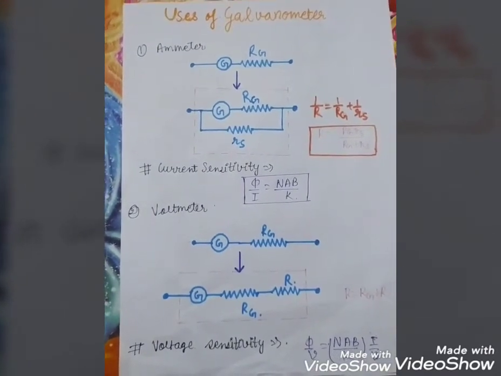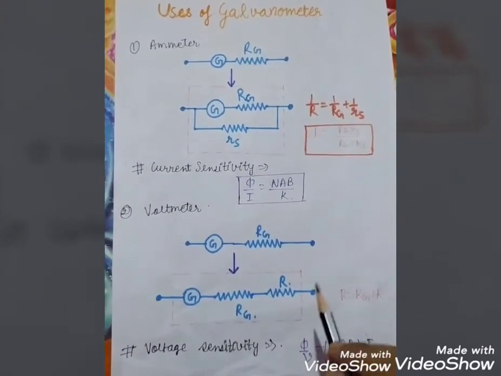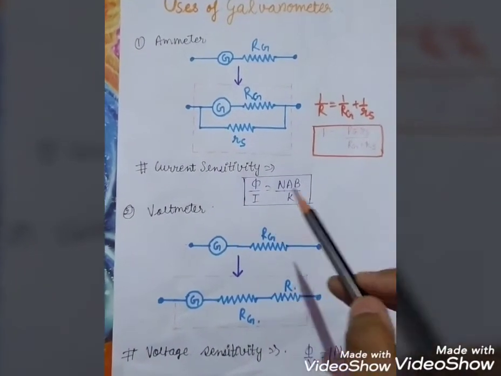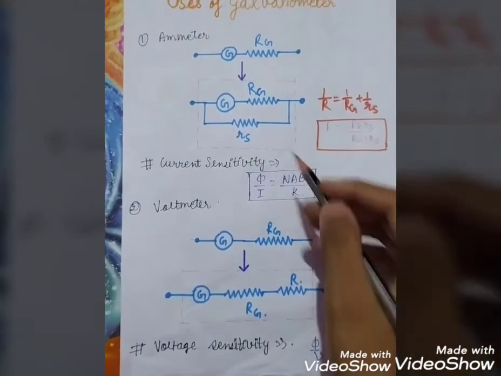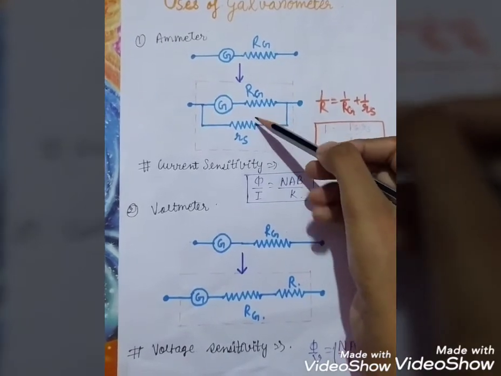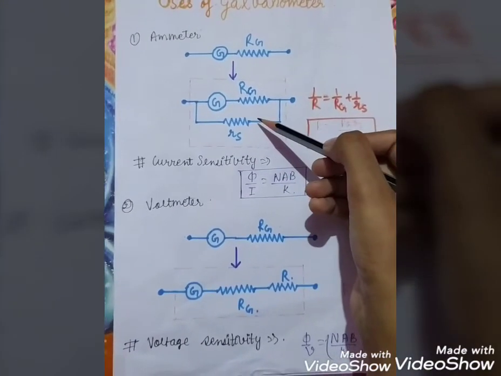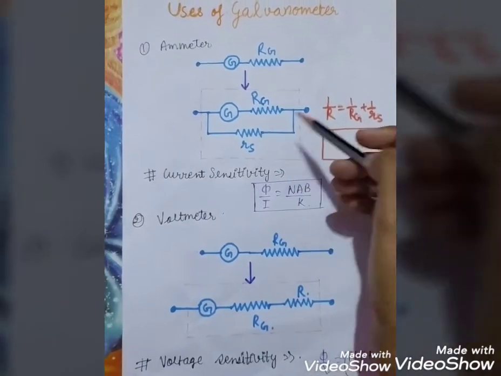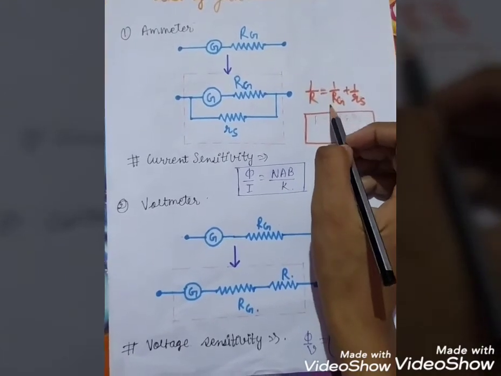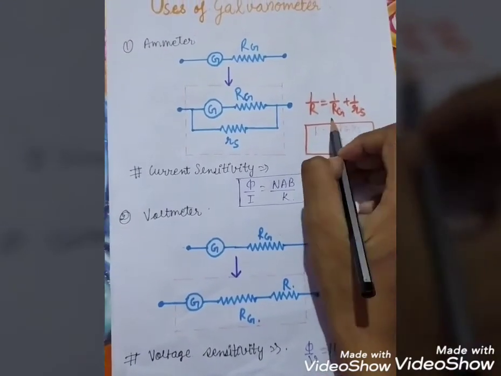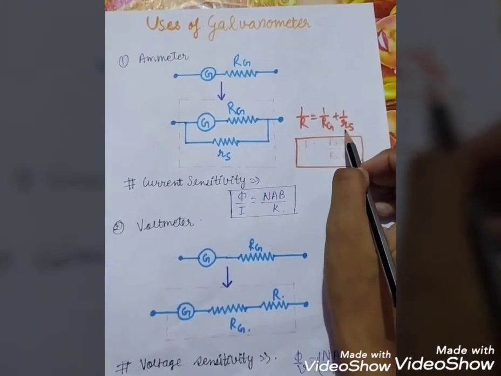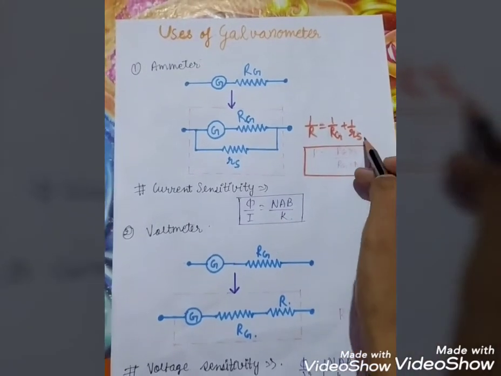So how can we reduce the value of resistance? Simply, we can add a very small resistance in parallel to the galvanometer. So what will it do? It will reduce the value of resistance. How? As we already know, when two resistances are connected in parallel, the equivalent resistance is given by 1/R equal to 1/Rg, where Rg is the resistance of the galvanometer, plus 1/Rs. This resistance Rs is very small, so we also call it shunt resistance.